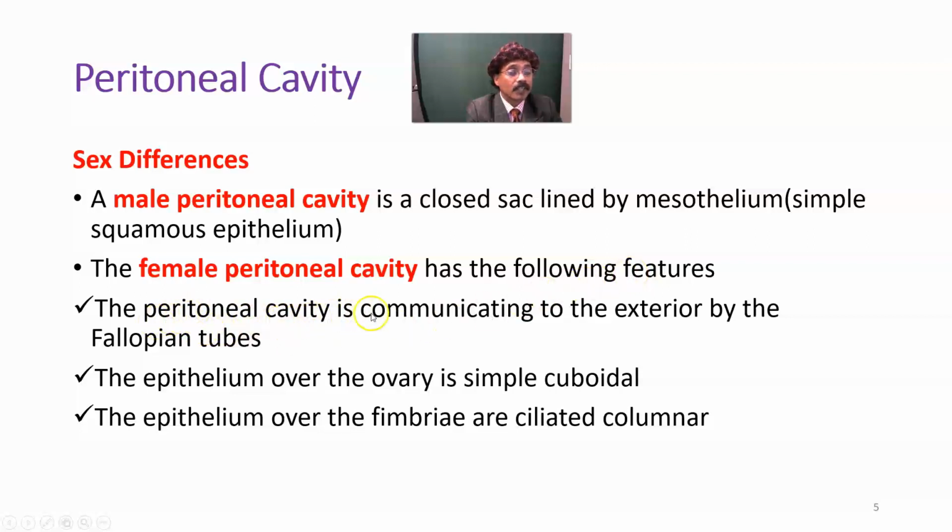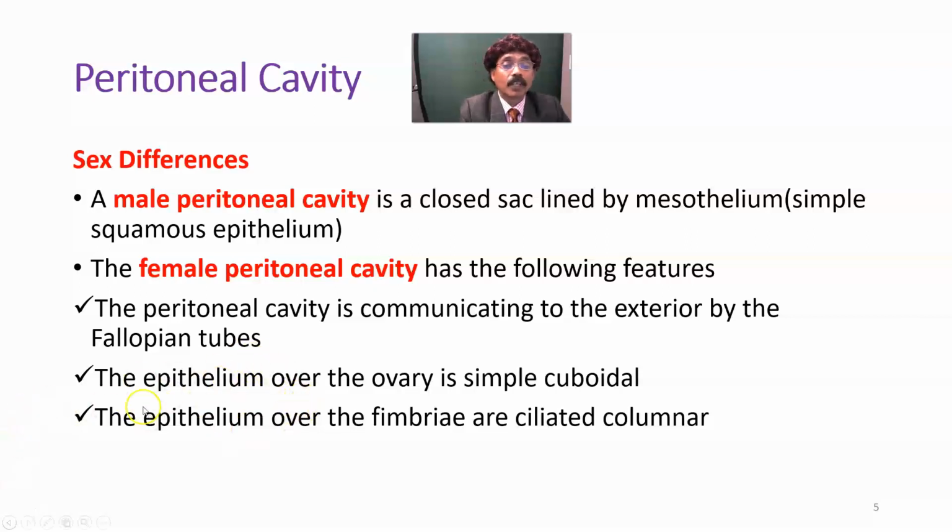The peritoneal cavity communicates to the exterior by the fallopian tube. This is very important. An insufflation test is done to assess the patency of the fallopian tube by passing air through the vagina. The obstetrician or gynecologist can assess the patency of the fallopian tube. This is very important for fertilization and conception.